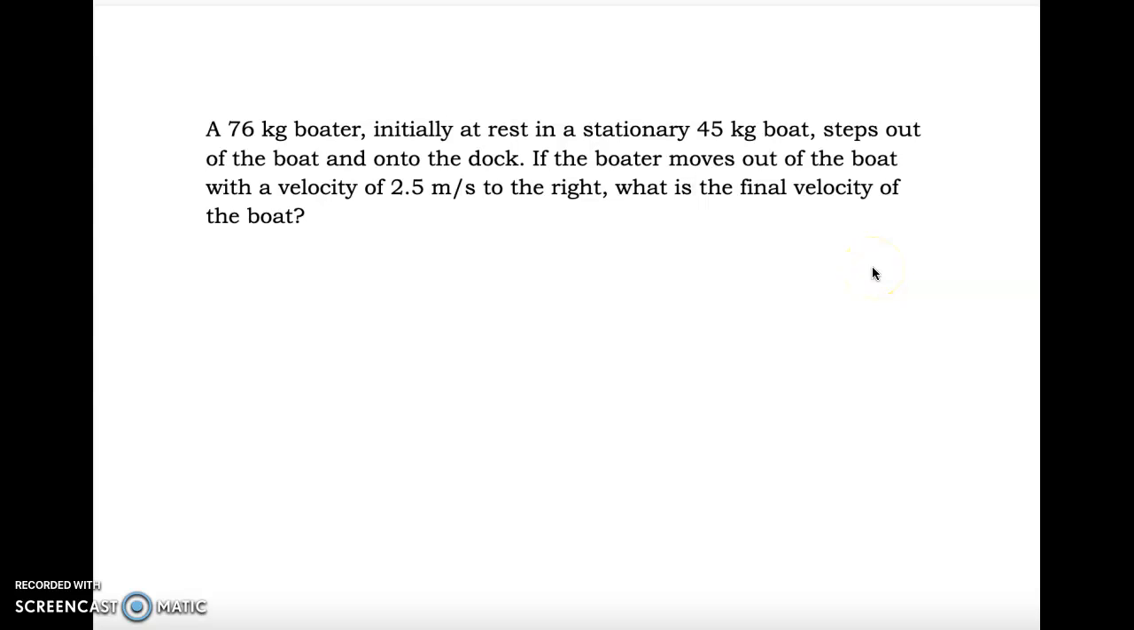Hello, this is a video solution to this conservation of momentum sample problem. Here's the problem. A 76 kilogram boater, initially at rest in a stationary 45 kilogram boat, steps out of the boat and onto the dock. If the boater moves out of the boat with a velocity of 2.5 meters per second to the right, what is the final velocity of the boat?